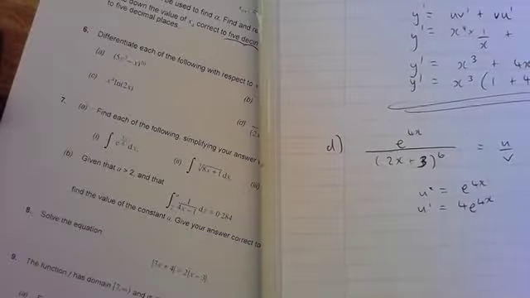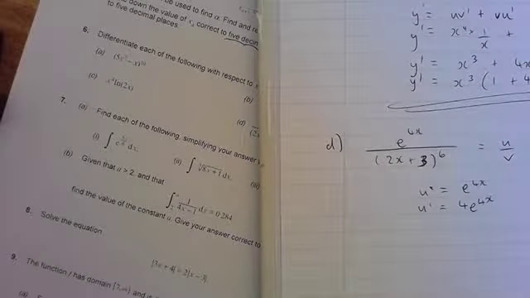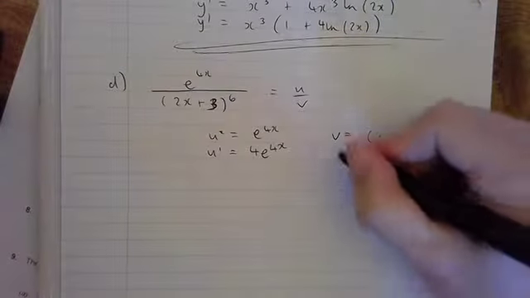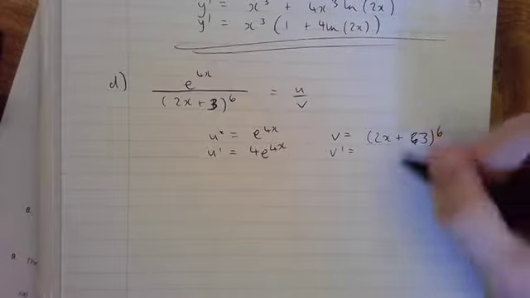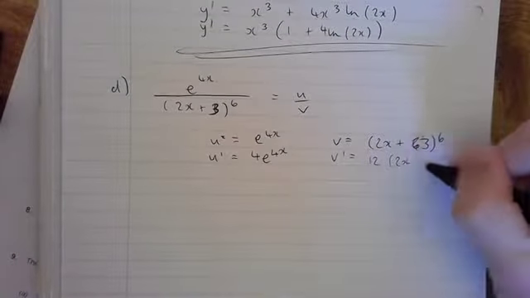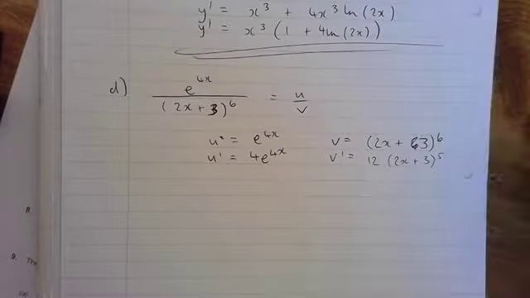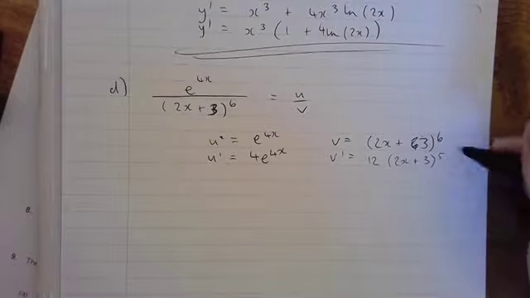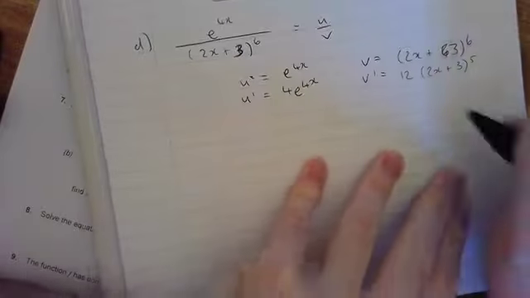V is equal to this bracket here. And then v dash is equal to, now it's the differential of the bracket, so that's 2 times by the power, so that's 12, and then the bracket you drop by a power. But if in doubt, chain rule it out. You can go and do the chain rule to go and prove that if you wanted to, okay?